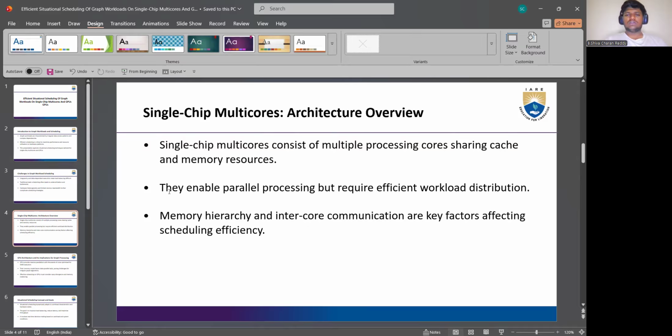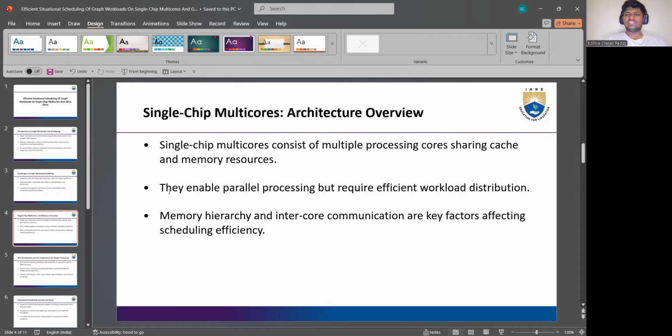Single chip multi-cores architecture overview. Single chip multi-cores consist of multiple processing cores sharing cache and memory resources. They enable parallel processing but require efficient workload distribution. Memory hierarchy and inter-core communication are key factors affecting scheduling efficiency.